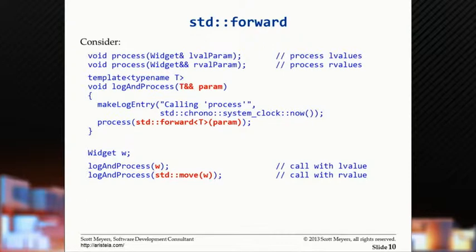On the other hand, if I call log and process with standard move of W, we now recognize that the only thing move does is take W and cast it to be an R value. That's all it does. So now I'm passing an R value widget into log and process, where ultimately it's going to get forwarded to the process function.